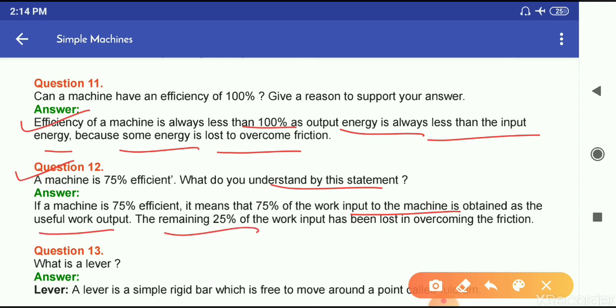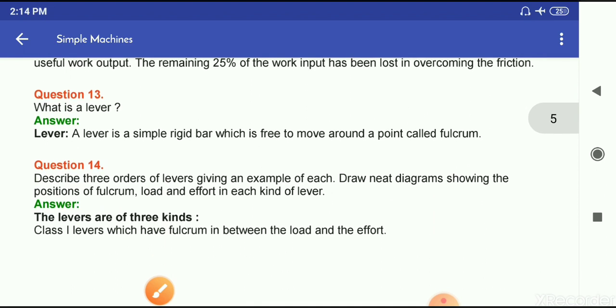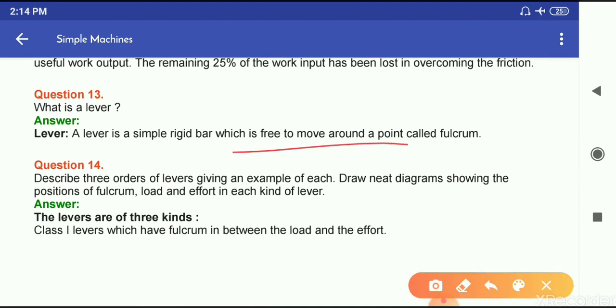The remaining 25% of work input has been lost in overcoming the friction. Question number 13. What is a lever? A lever is a simple rigid bar which is free to move around a point called fulcrum.